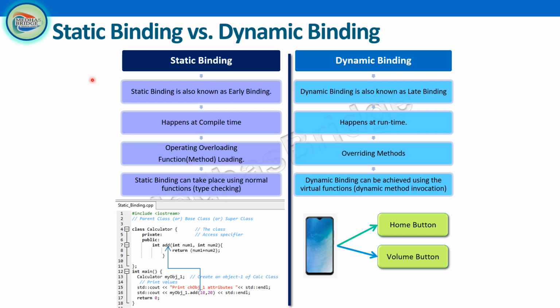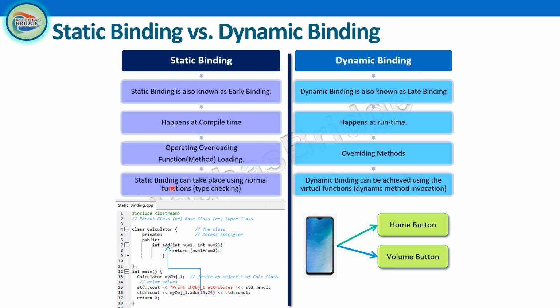Let's take a look at static binding versus dynamic binding. Static binding is also known as early binding. Dynamic binding is called late binding. Static binding happens at compile time, whereas dynamic binding happens at runtime. Operator overloading, function overloading are static bindings. Overriding methods are dynamic binding.